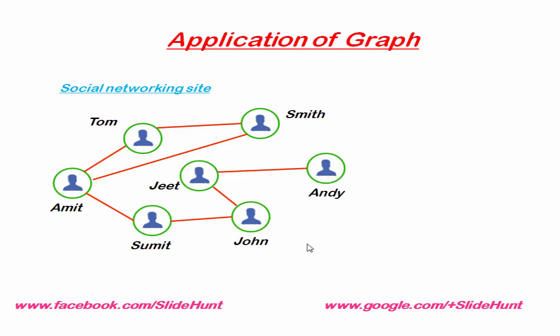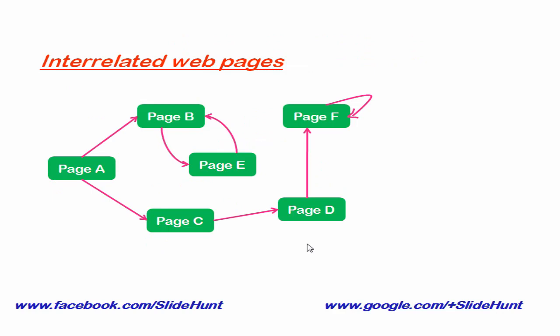The next example is interrelated web pages. The link structure of a website can be represented by a directed graph in which the vertices represent web pages and directed edges represent links from one page to another. In this picture, page A contains the link of page C. If we click on that link, we can jump from page A to page C. But we can't go from page C to page A, because C doesn't contain the link of page A.